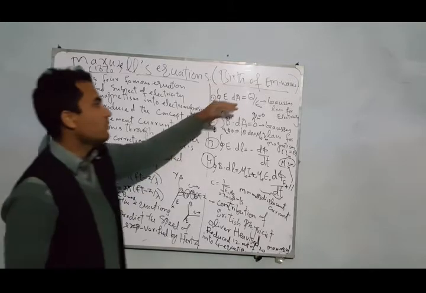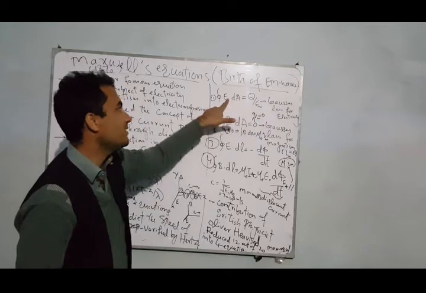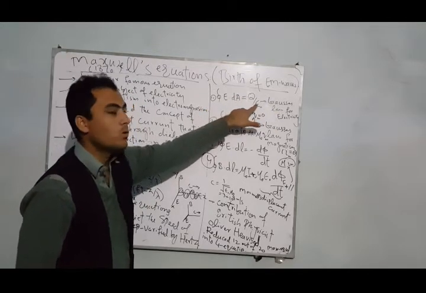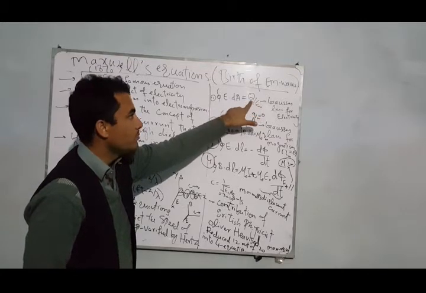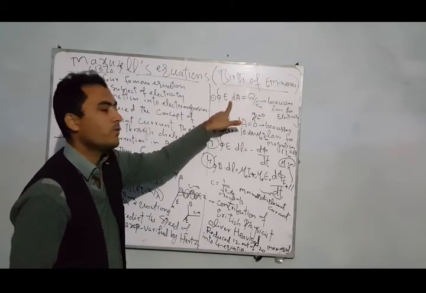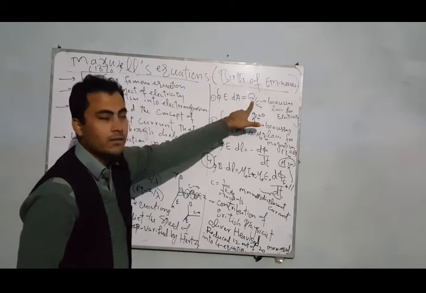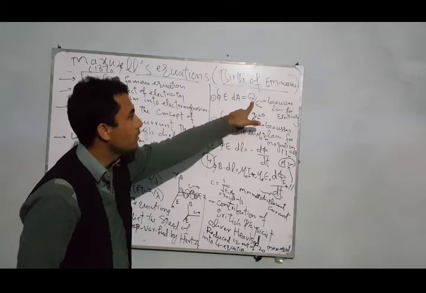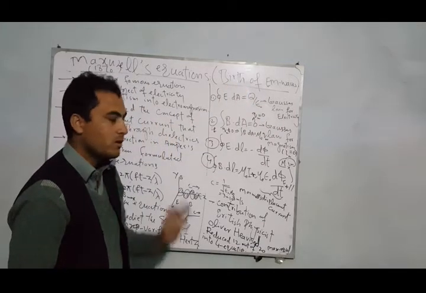Now we come towards the famous four Maxwell equations. The first equation is basically Gauss's law for electricity, which states that the electric flux through any closed surface is equal to 1 over epsilon naught times the total charge enclosed by that surface, which means that if the charge enclosed is 0, then the electric flux will be 0. Or in other words, we can say that an electric monopole exists. So this is basically Gauss's law for electricity, which is the first Maxwell equation.